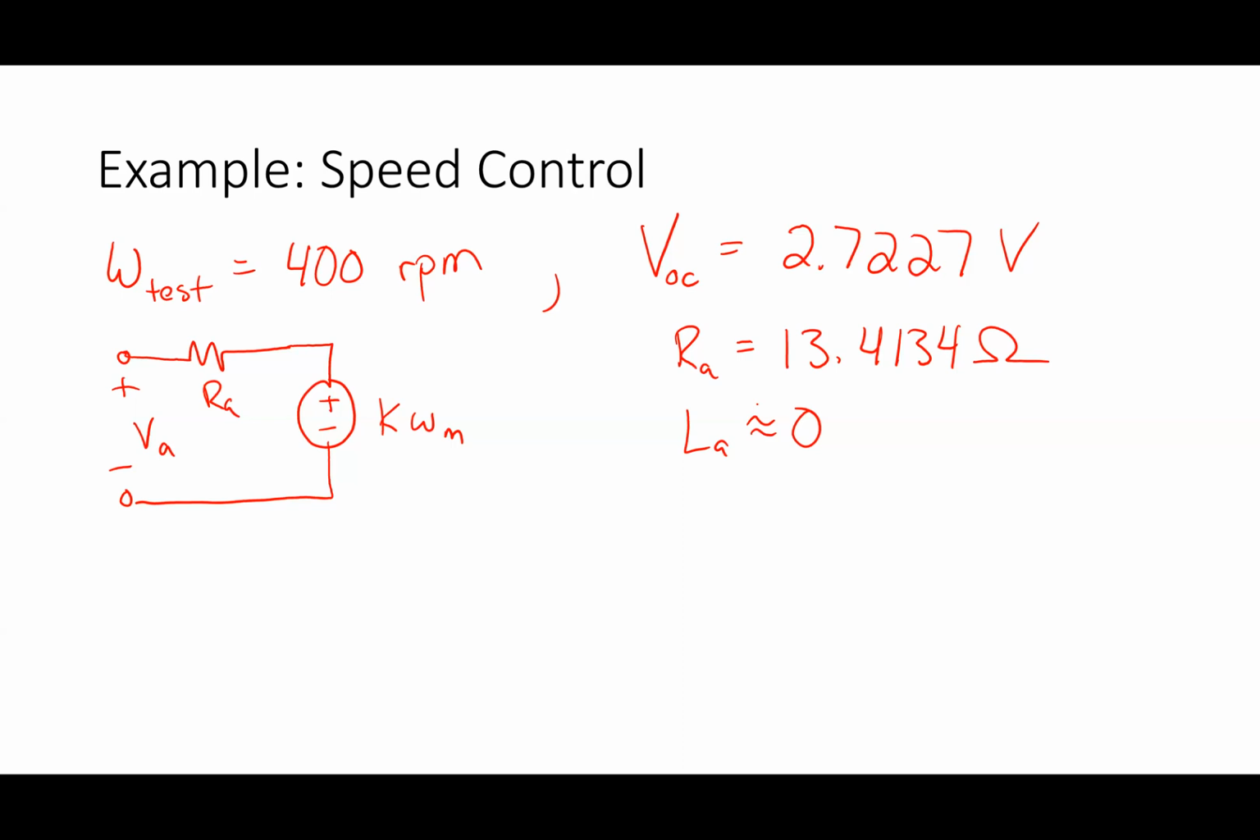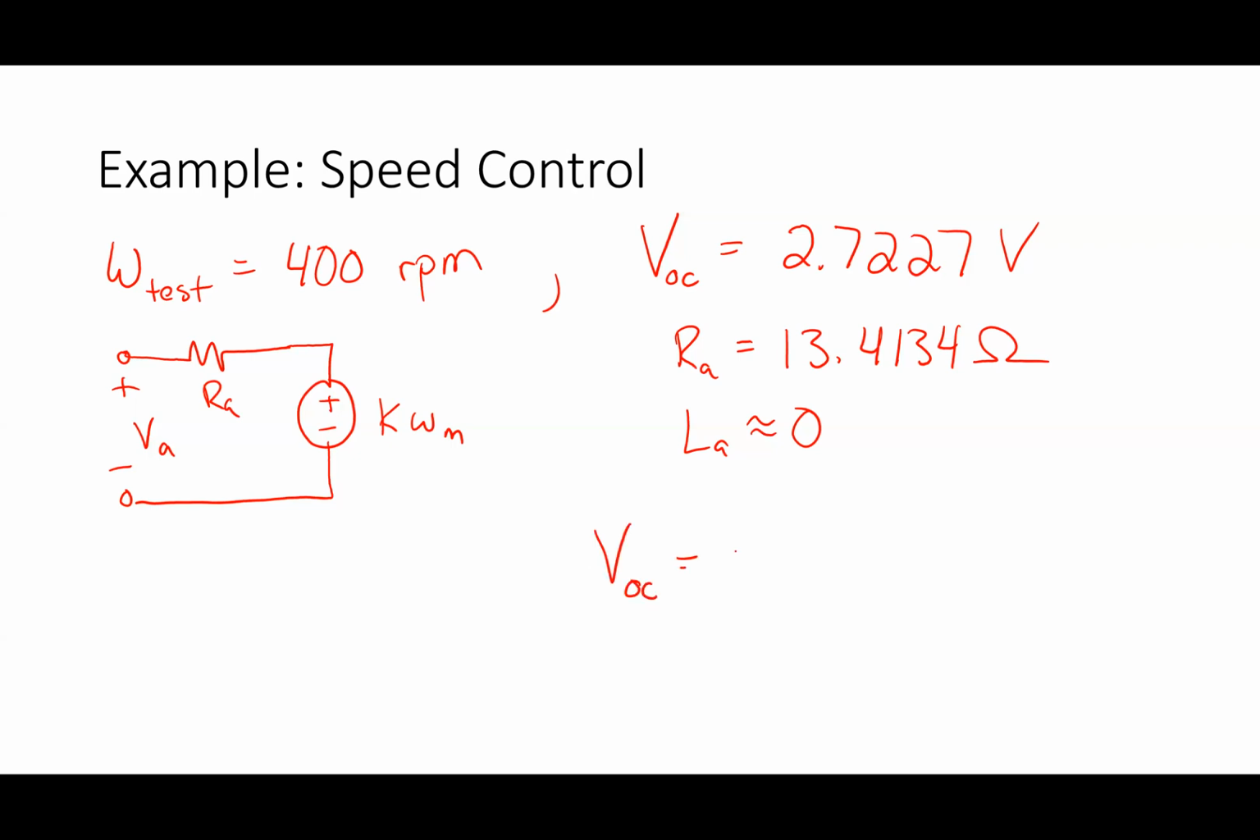When I'm running this test, instead what I'm going to do is take these leads and hook them up to my multimeter. When I spun it at 400 RPM, what I measured on the multimeter was 2.7227 volts, and from that I can get K. The key point he also made is that we talk about things in RPM, but I would have to convert that to radians per second first. So omega test, I guess we do it this way.